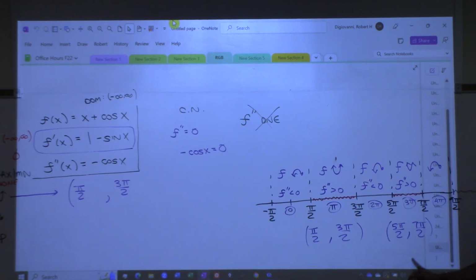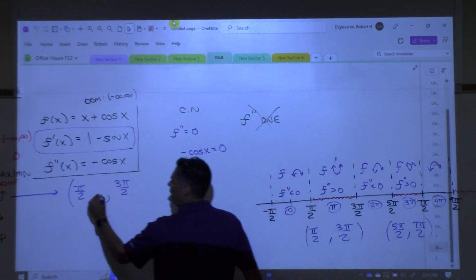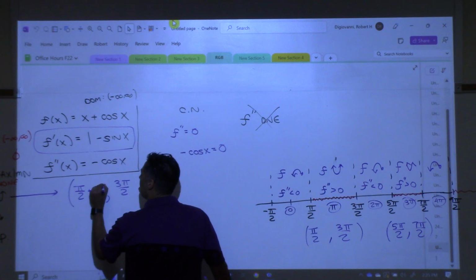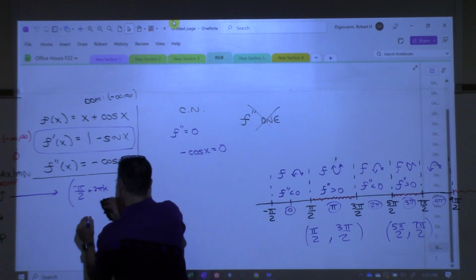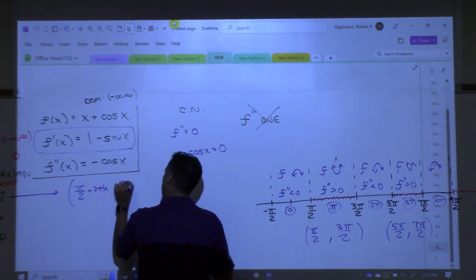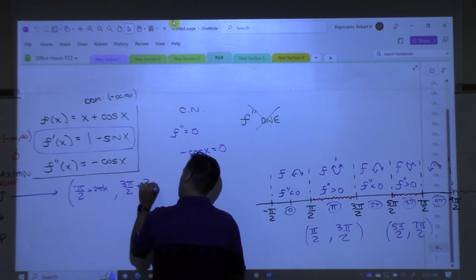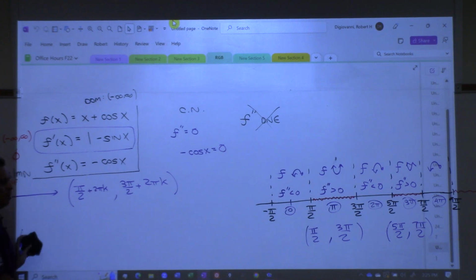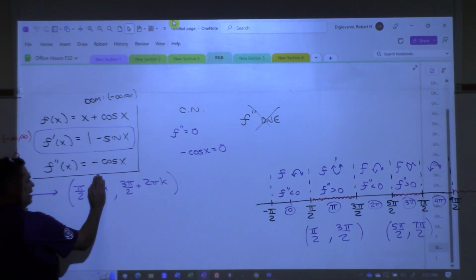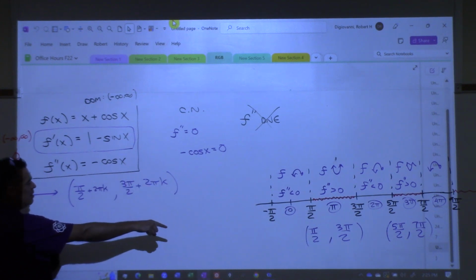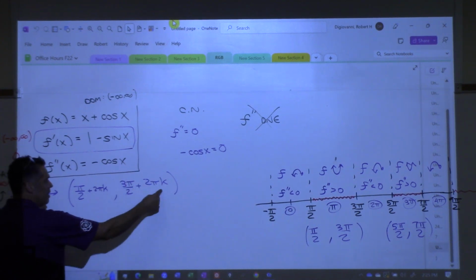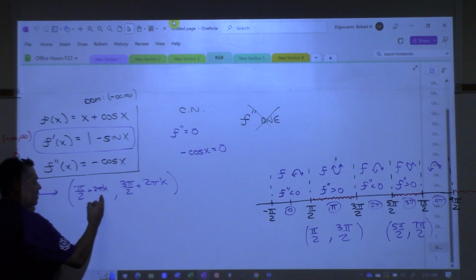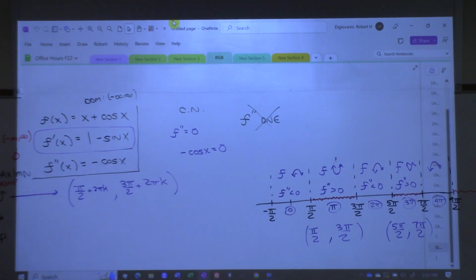And then from here to here, you add 2 pi. So what I can do is just put plus 2 pi k, comma 3 pi over 2 plus 2 pi k. So if you give me a value of k now, like if k is 0, it kills that and gives you that first interval. If you plug in k as 1 here and here, you get the second interval. Plug in k as 2, you get the third interval, and so on and so forth.